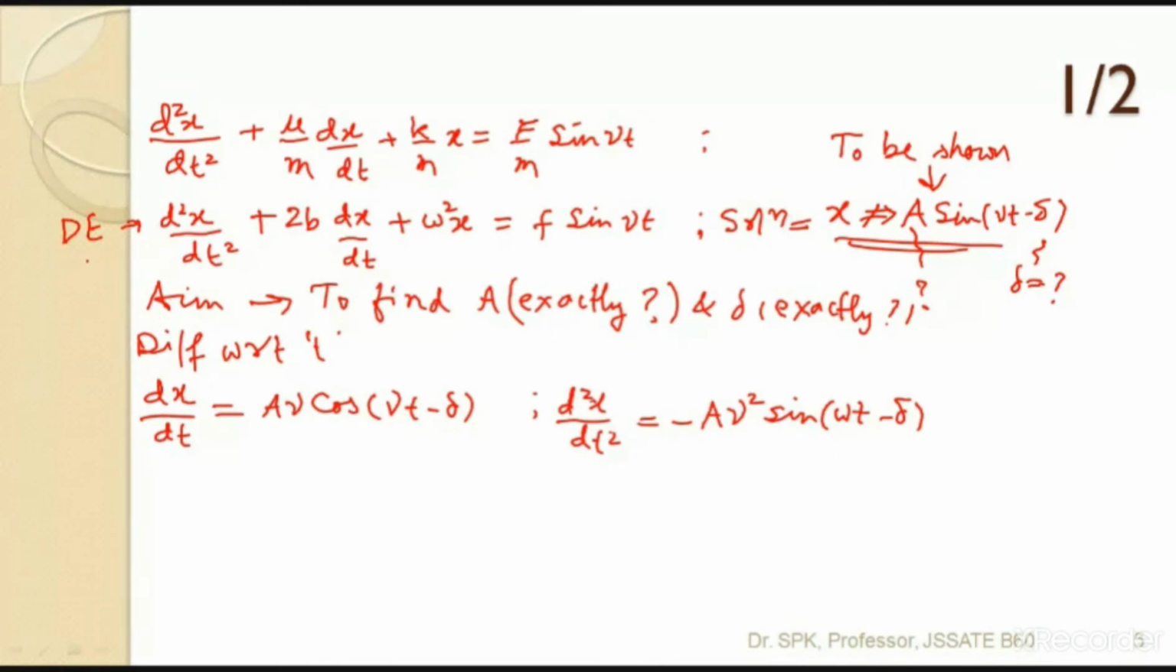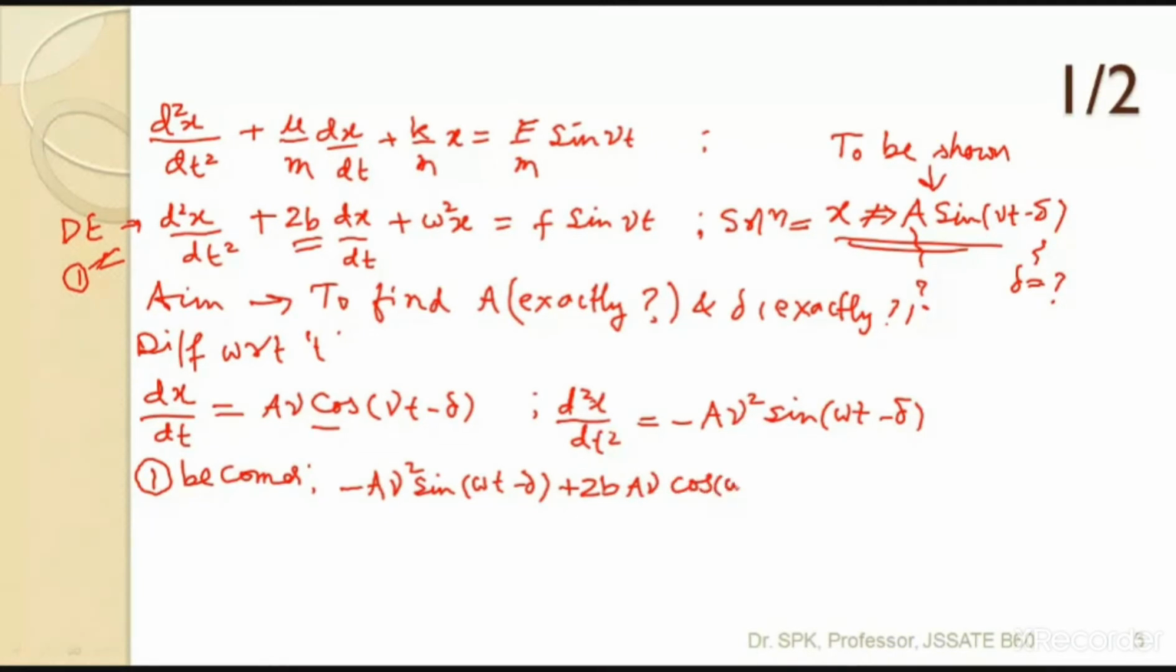So now, this is expression 1. Now 1 becomes d square x, which is minus a mu square sine of omega t minus delta. It is not w, it is a frequency omega. Plus 2b into dx by dt. What is that dx by dt? This is the dx by dt: a mu cos of omega t minus delta, and plus omega square.